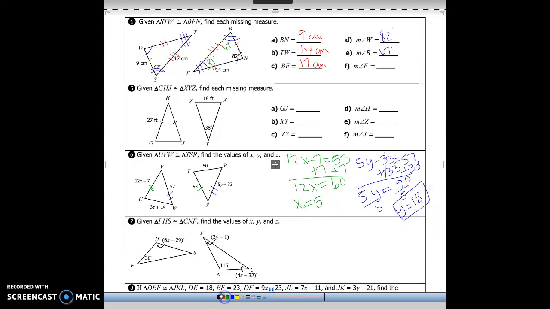And then finally to find z, z is here on this side. UW is congruent to TR. So we're going to do the same thing. 3z plus 14 equals 50. So I'm going to subtract the 14. 3z equals 36. And so z is going to equal 12.